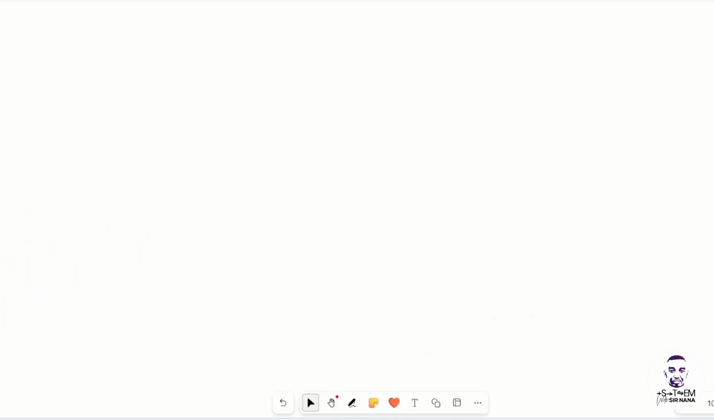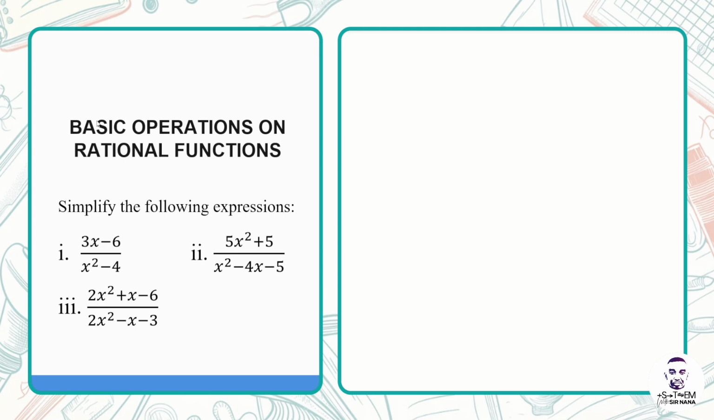So with the third question, we've been given a rational function with a quadratic equation as the numerator, 2x squared plus x minus 6, and the denominator 2x squared minus x minus 3. So using the calculator, when we go to mode, we go to equations and pick equations that are of the form ax squared plus bx plus c, and then we input the coefficients of the x squared, that of the x, and that of the constant for the numerator part.